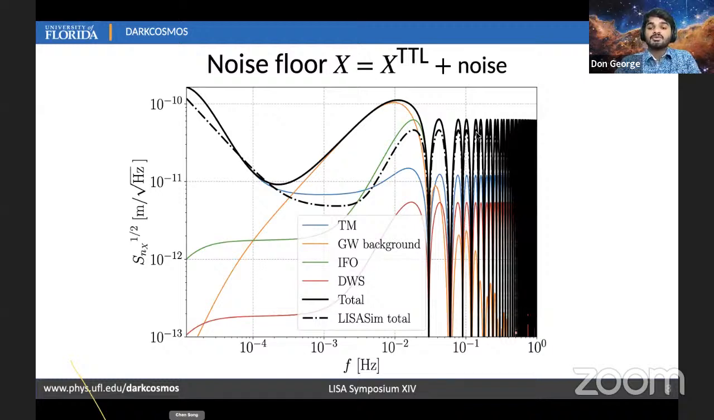Okay, so we saw what the TTL form looks like, and now we have to look at the noise floor that we consider. In case A, we have the solid black curve that's dominated in the low frequency regime by test mass acceleration noise, and in the high frequency regime by shot noise. Case B is this dash-dot curve, and the main difference between these two curves, the LISA Sim and the requirement, is that we also consider some gravitational wave background. So you can see that these noise curves are very similar.